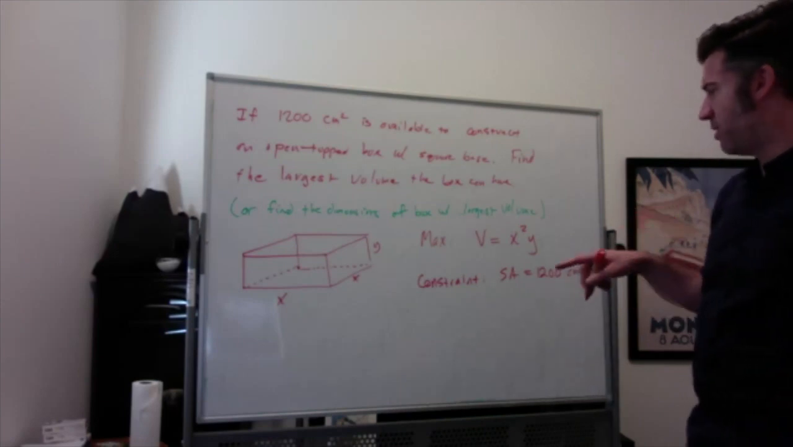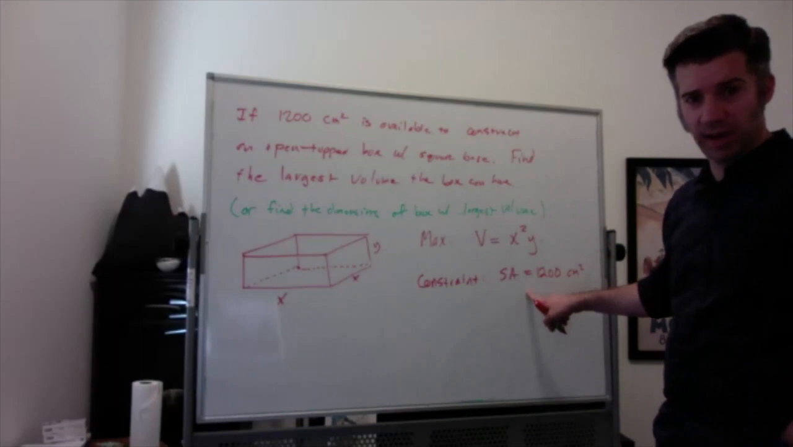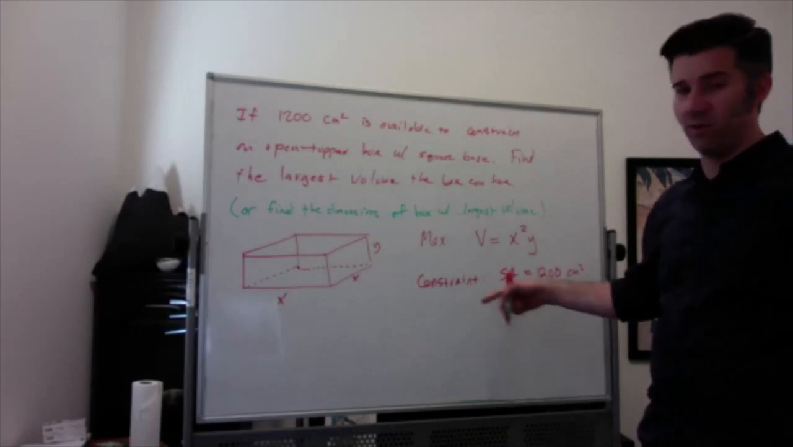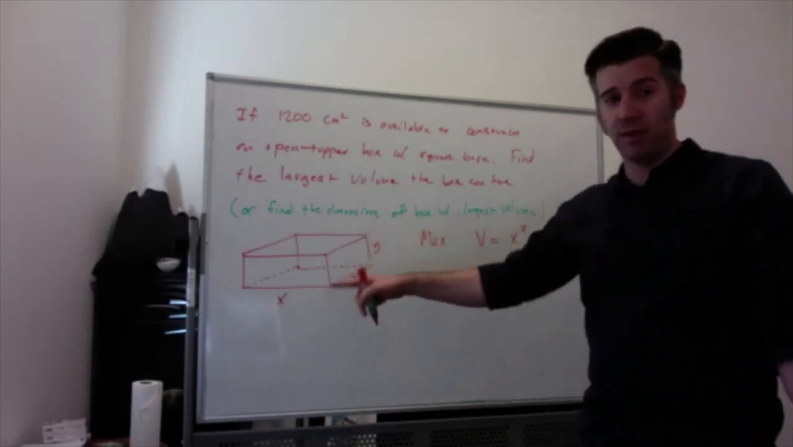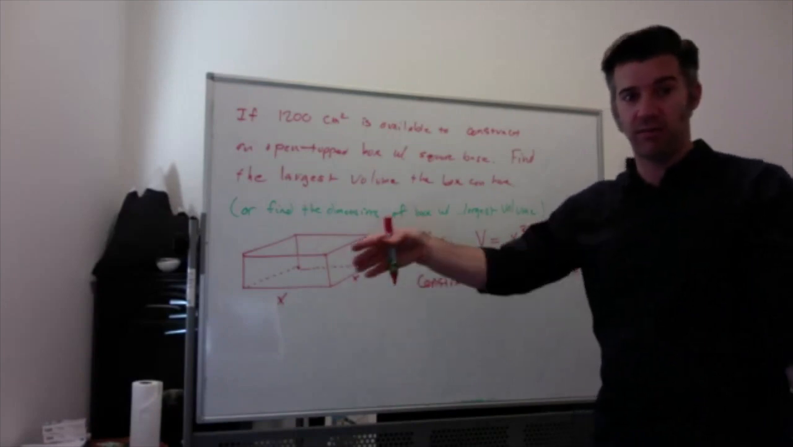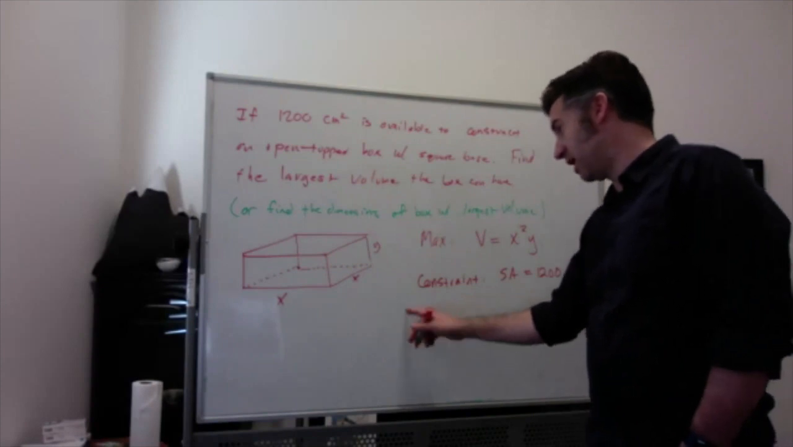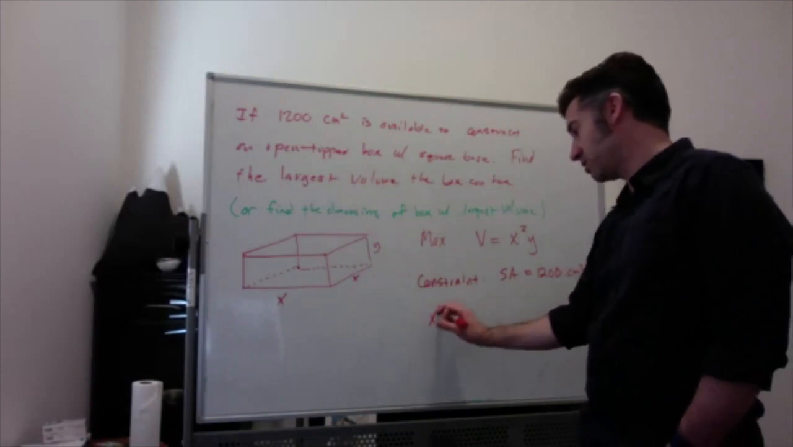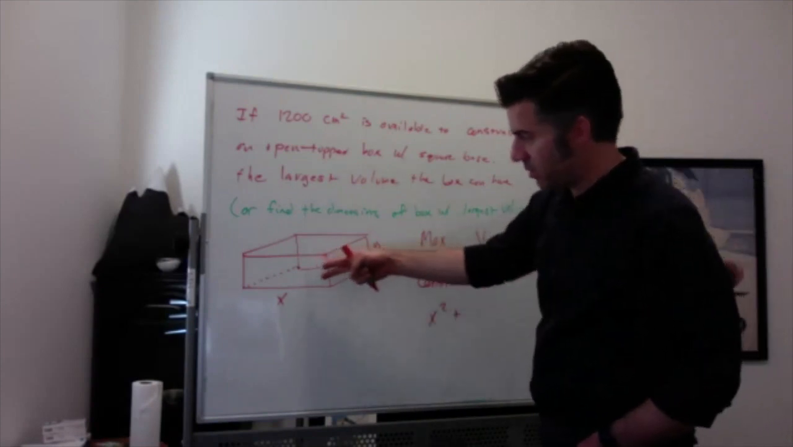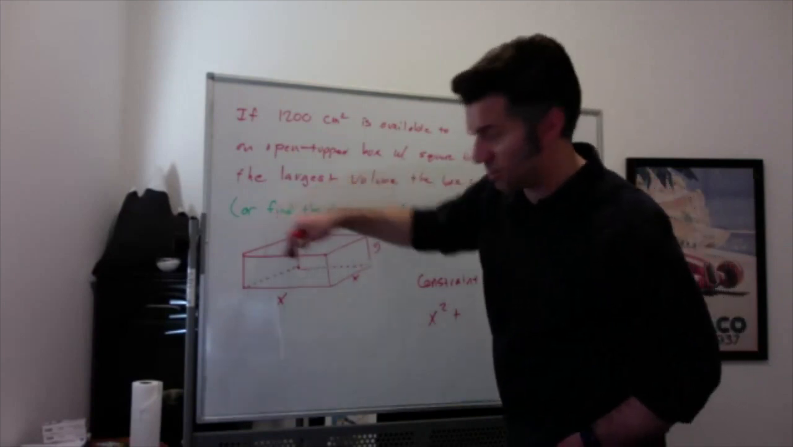Okay, but I need an equation here, right? There's actually an equation for surface area of really any shape. This particular shape, there's 5 sides. There's the bottom, and there's the front, left, right, and back. So the surface area is actually given by the equation x squared plus, I've got an xy plus an xy plus an xy plus an xy. There's 4 of those.